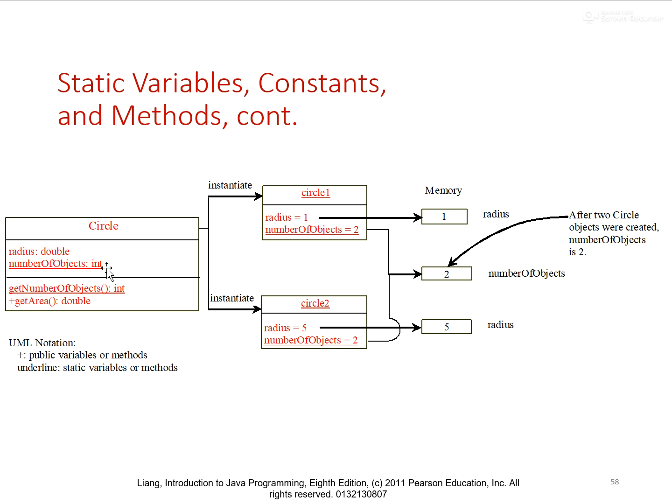I should mention this is something new. Whenever any member variable or member method of a class in a UML class diagram is underlined, it means that variable or that method is static. And over here, number of objects is a member variable that is declared static. And as you can see in the visual diagram, we have two objects of class circle, circle 1 and circle 2. The number of objects variable between these two objects is shared in memory. It's the same variable.